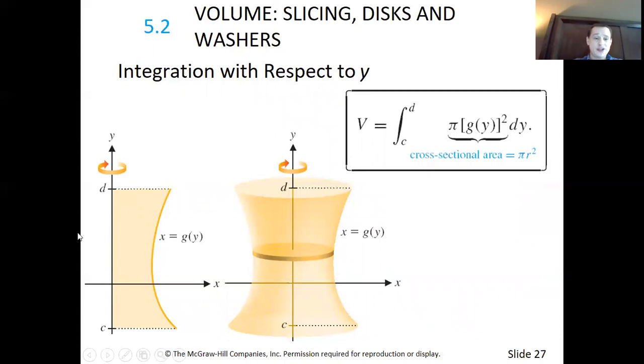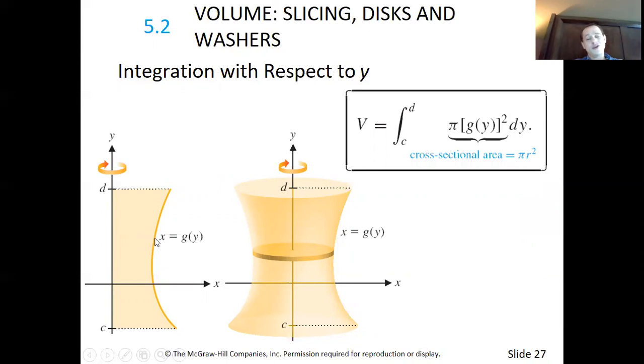What if I was doing this region on the left and spinning around the y-axis? Well, this time I would take a horizontal strip, and the radius would be whatever the length of that strip is. When it's spun around, that'll be my radius. The area will be pi r squared times the thickness, which in this case is dy. Well, how do you find the width of this strip right here? It's the x on the right minus the x on the left.